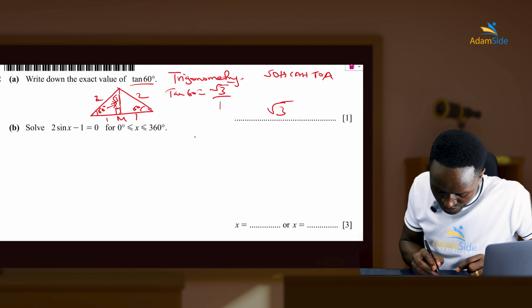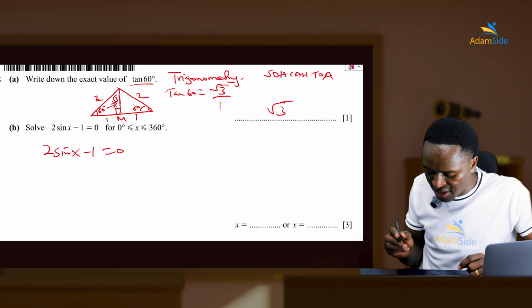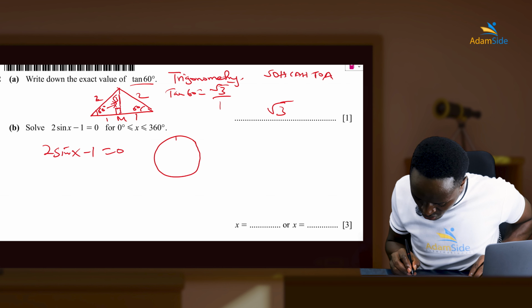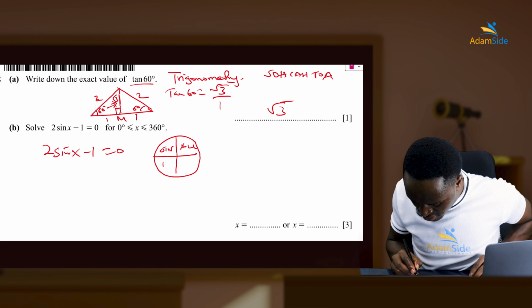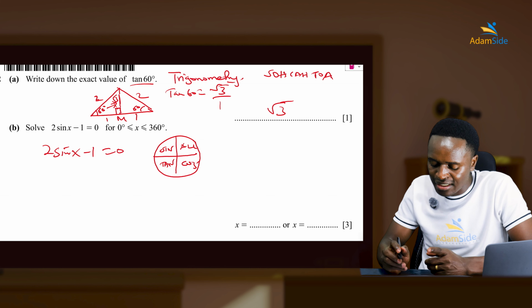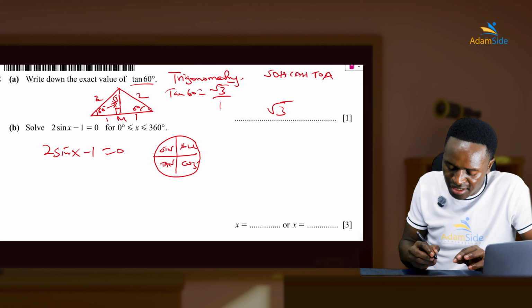Then solve: 2 sine x minus 1 is equal to 0. This one is majorly about quadrants. We need to know where all of sine, tan, cos are positive. All are positive here, which means sine is positive here. And now we're going to look at which angle to use when solving.